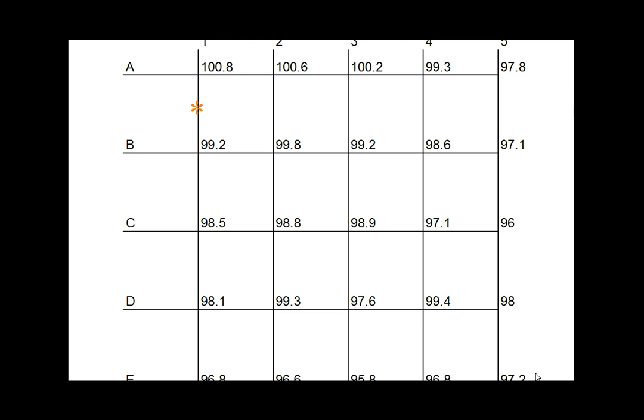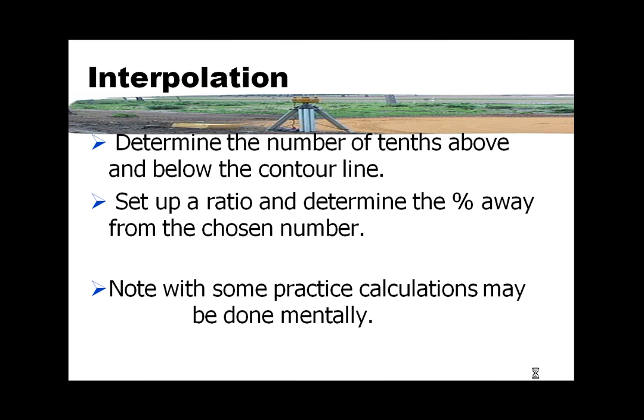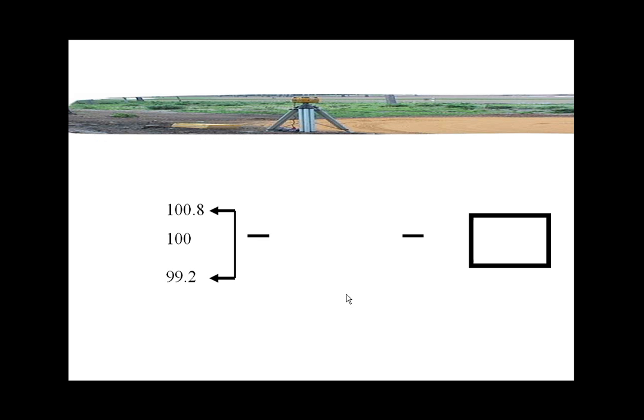First thing is we would put a dot there because we know a line's going to come. Determine the number of tenths above and below the contour line. Set up a ratio, and then note with some patience the calculations can be done. So what we're going to do, we've got our 100.8. The line we're trying to find is 100 and 99.2.